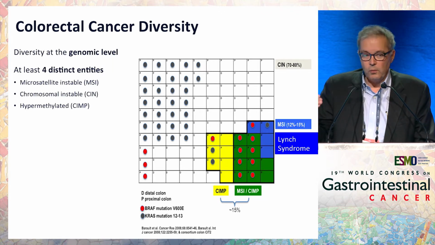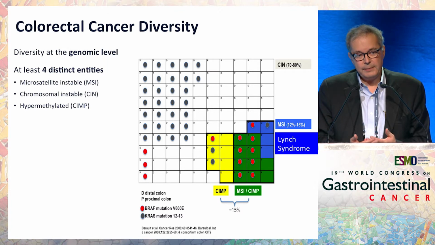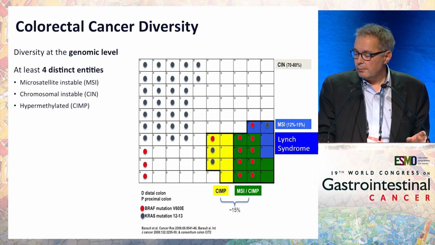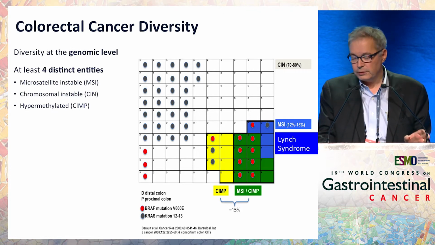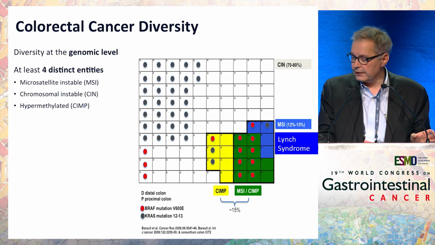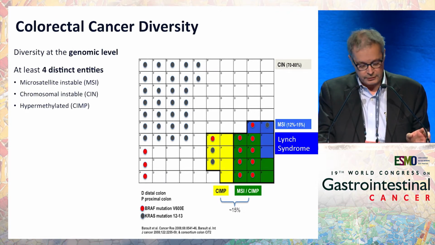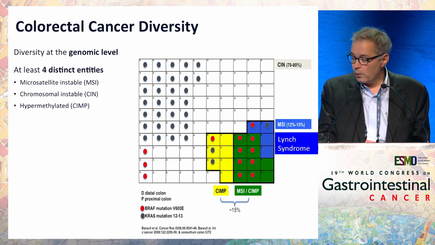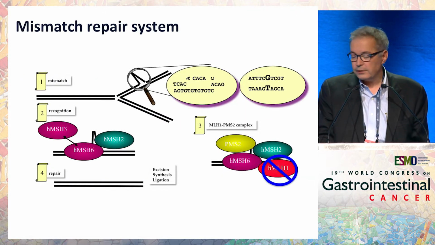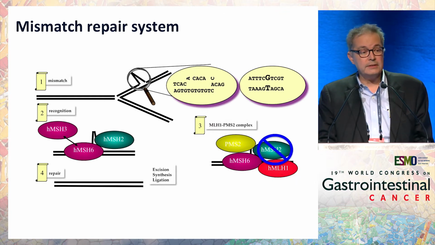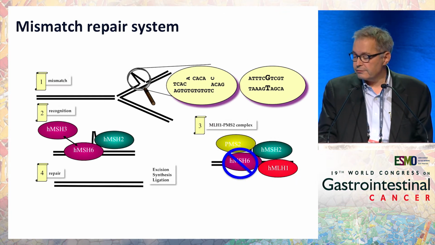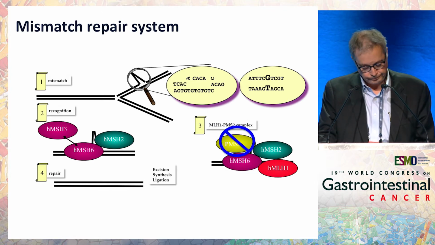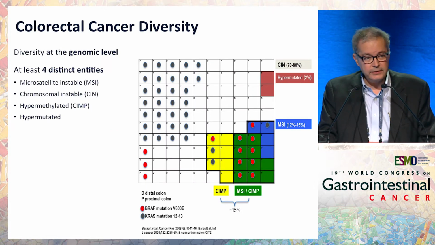So you have on one side the double phenotype, MSI plus hypermethylation, and you have these blue tumors, let's say between 3 to 5% of colon cancers, that have only the MSI phenotype. And this is due to a germline mutation in one of the proteins. The most frequent is MLH1, followed by MSH2, less frequently MSH6, and very rarely PMS2. So that explains the different phenotypes.